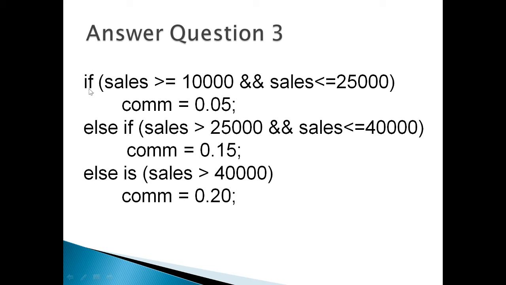Okay, so if sales is greater than equal to 10,000 and sales is less than equal to 25,000, so commission is equal to 0.05. Okay, and then else if sales is greater than 25,000 and sales is less than 40,000, so commission is 0.15. Okay, and then else if sales is greater than 40,000, commission equal to 0.2.